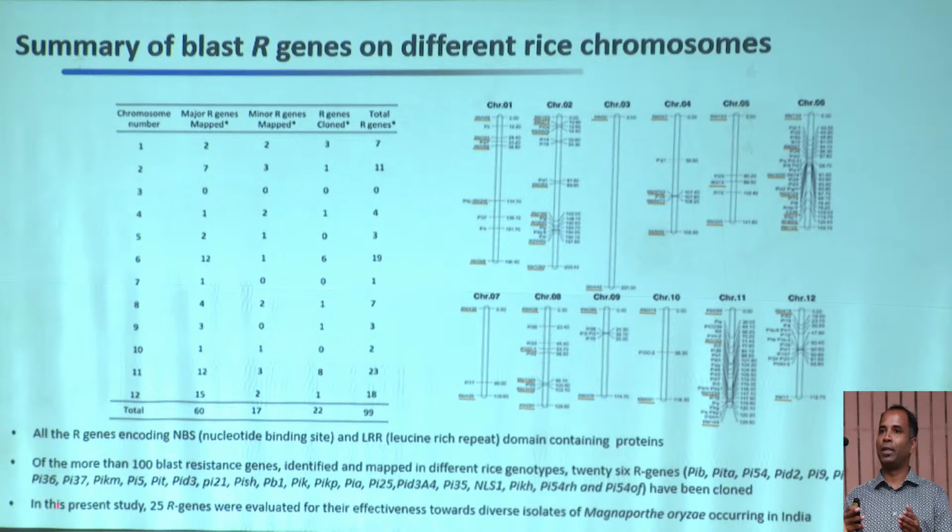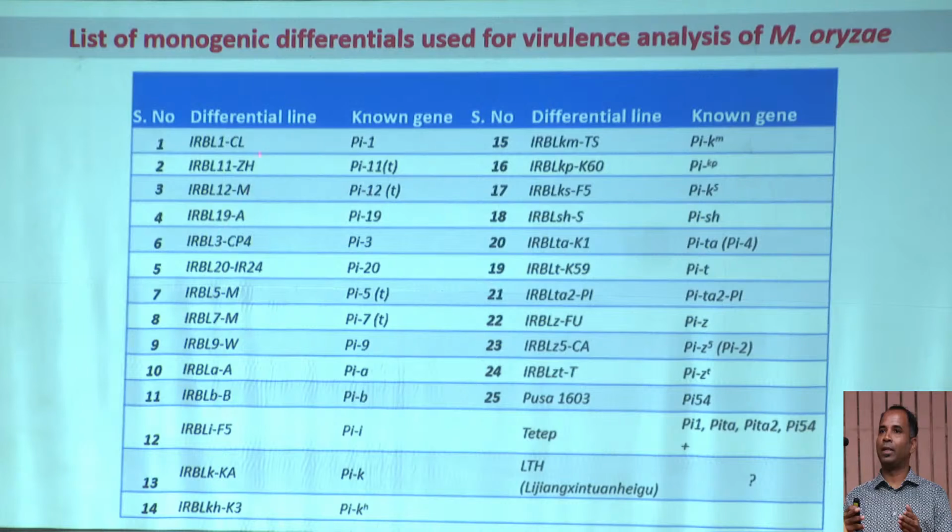But even though more than 100 genes are identified, only around 26 R genes are cloned and well characterized, which we can use for pathotyping purposes. So in the present study we have used 25 R genes, which represent the differential host. Each differential line has a known R gene, developed in the LTH background. LTH is a Japonica variety. They developed these differential lines.